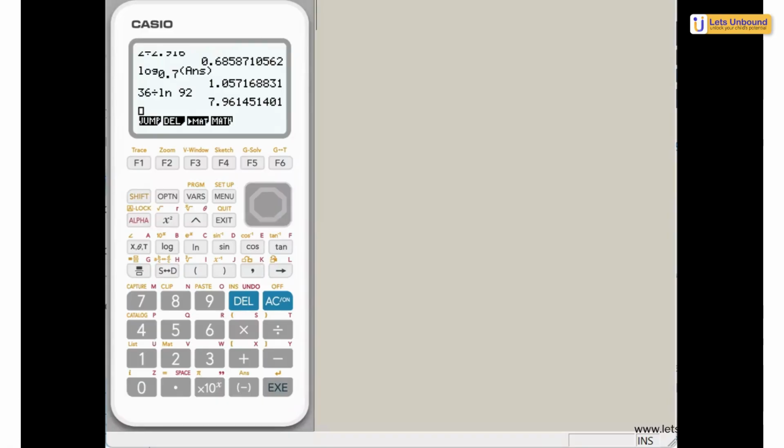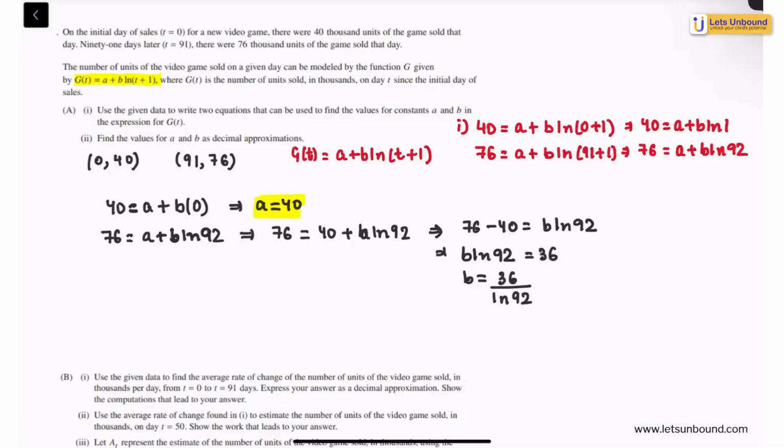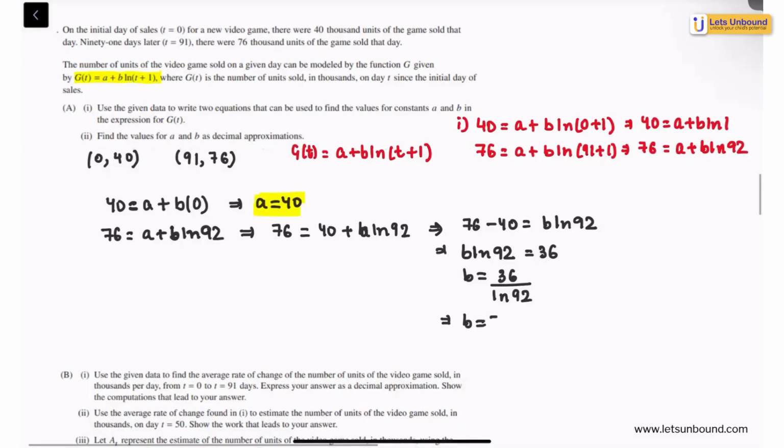we are getting 7.961, as you can see. So we will go back and substitute the value. The value of b that we have got from here is b is equal to 7.961. So we have got the values of a and b, and we will use this as a reference to write down our g(t) function. So our g(t) function is equal to 40 + 7.961 ln(t + 1). So this is our function for the games dependent upon days t.